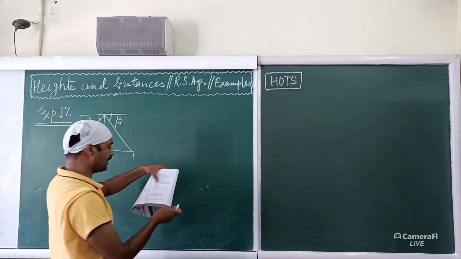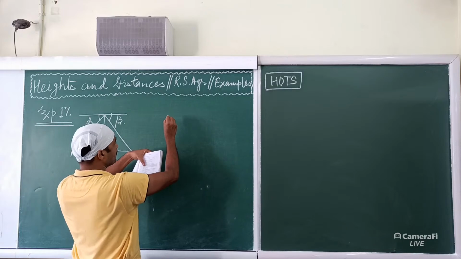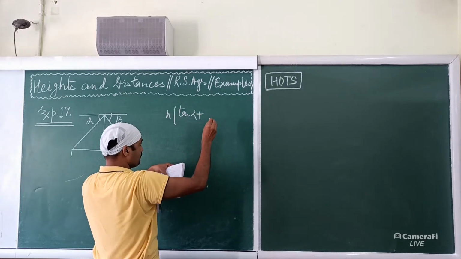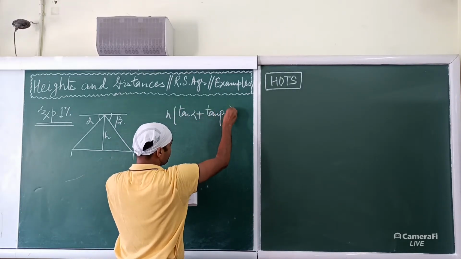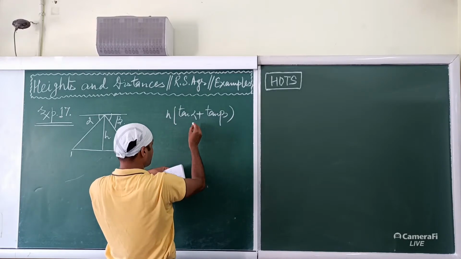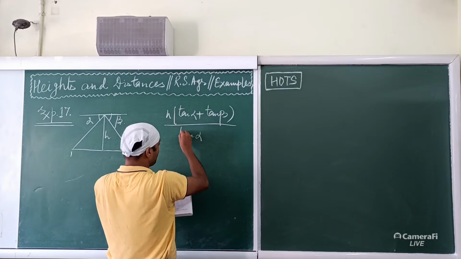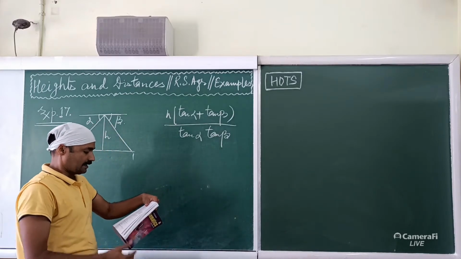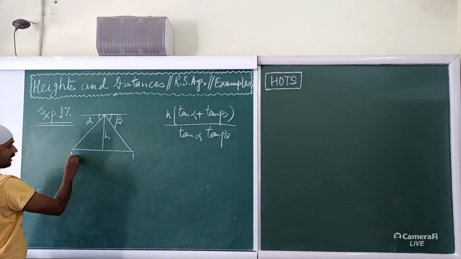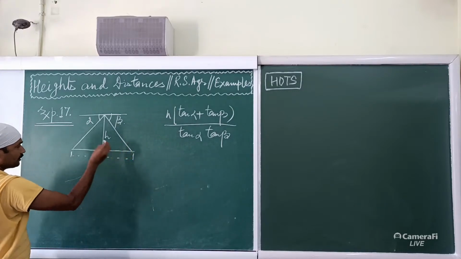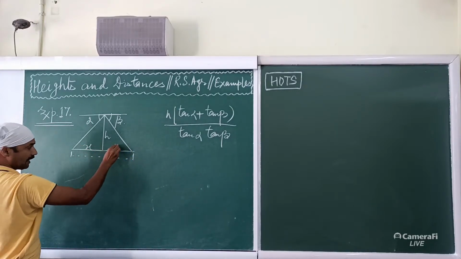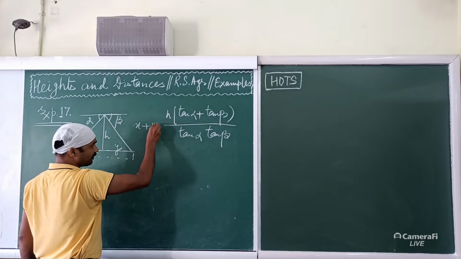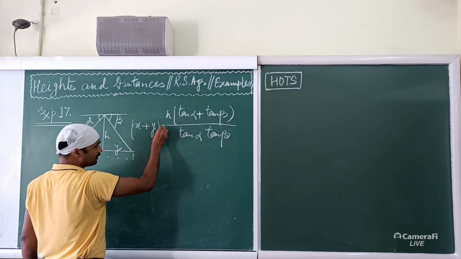What is the required value we have to prove? We have to prove h into (tan alpha plus tan beta) by (tan alpha tan beta). Now see, suppose this distance is x and this is y. This means we have to prove x plus y equals this value.